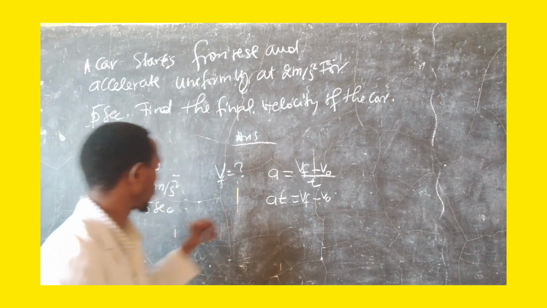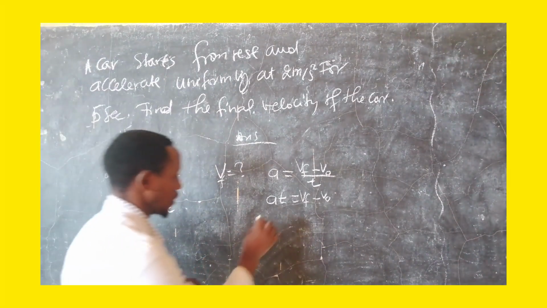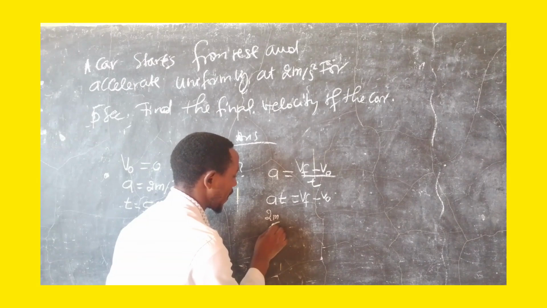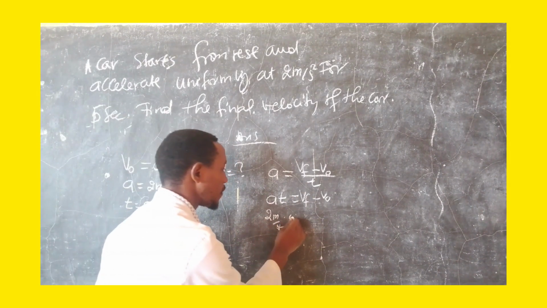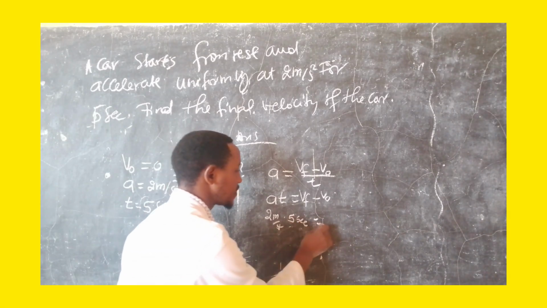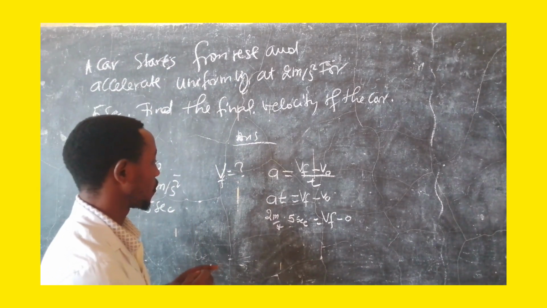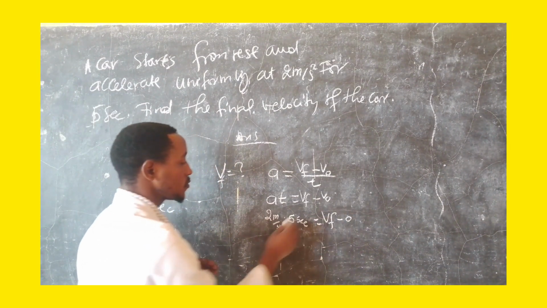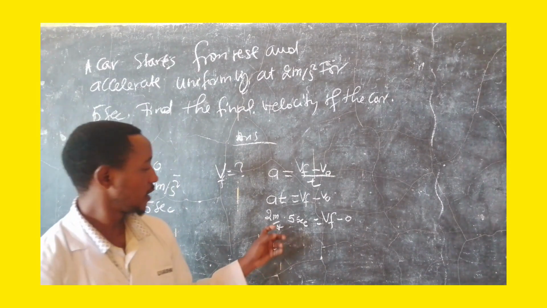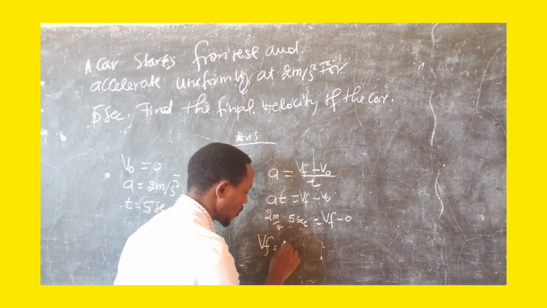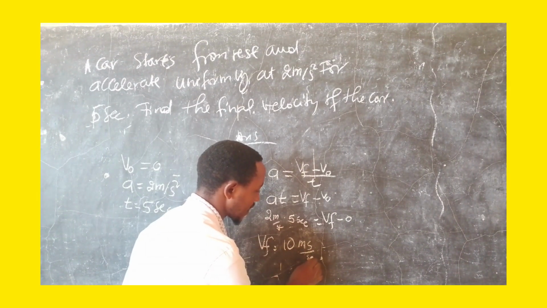So according to our question, acceleration times time, where acceleration is 2 meters per second squared, times 5 seconds, is equal to the final velocity minus 0. Then the final velocity minus 0 is equal to the final velocity. So the final velocity is equal to 2 times 5, which is 10 meters per second over second squared.